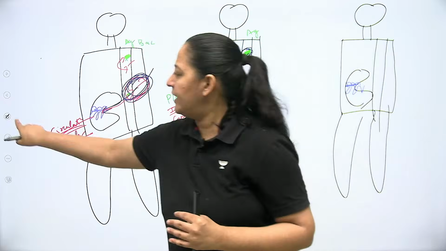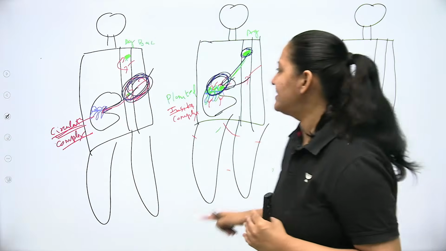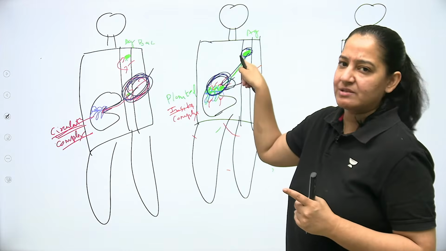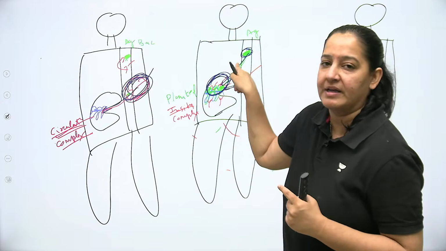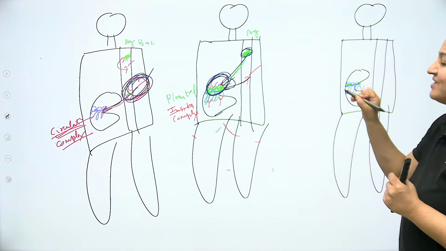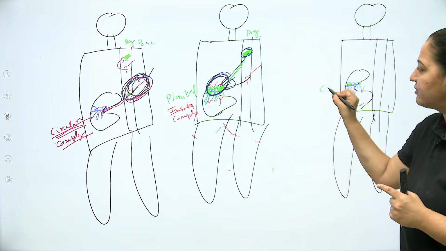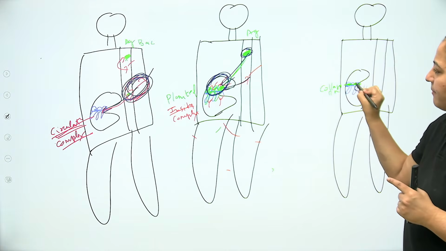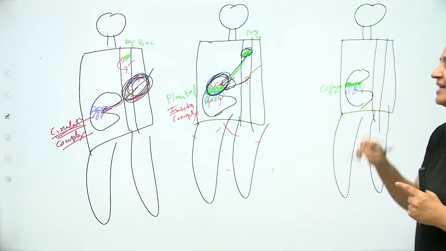Coming on the third possibility, who is the antigen here? Here the antigen was bacteria, virus, fungus. Here also bacteria, virus, fungus, parasite, any foreign material. In the third possibility, the antigen is not foreign. The antigen is self. The antigen is the collagen of the basement membrane. Can you see? This is the basement membrane. The collagen of the basement membrane is acting as an antigen.